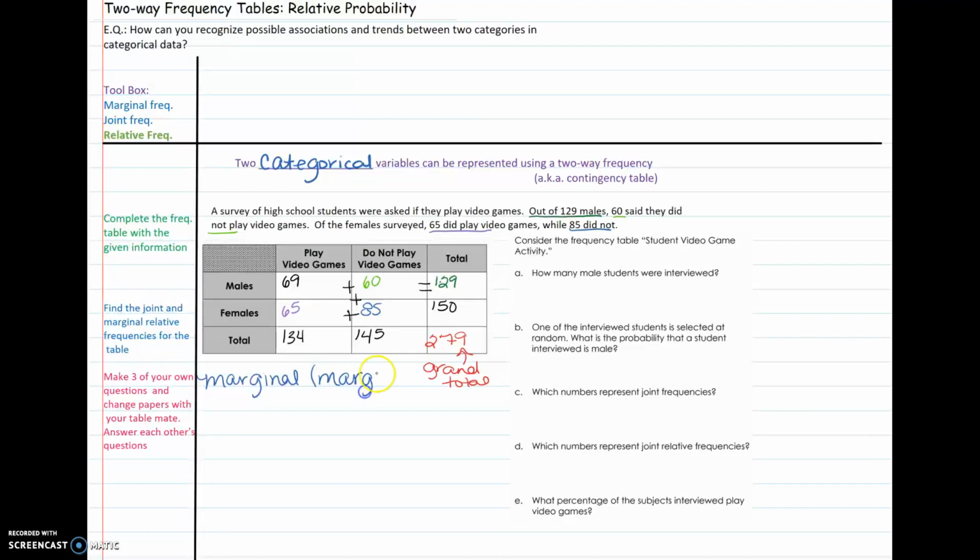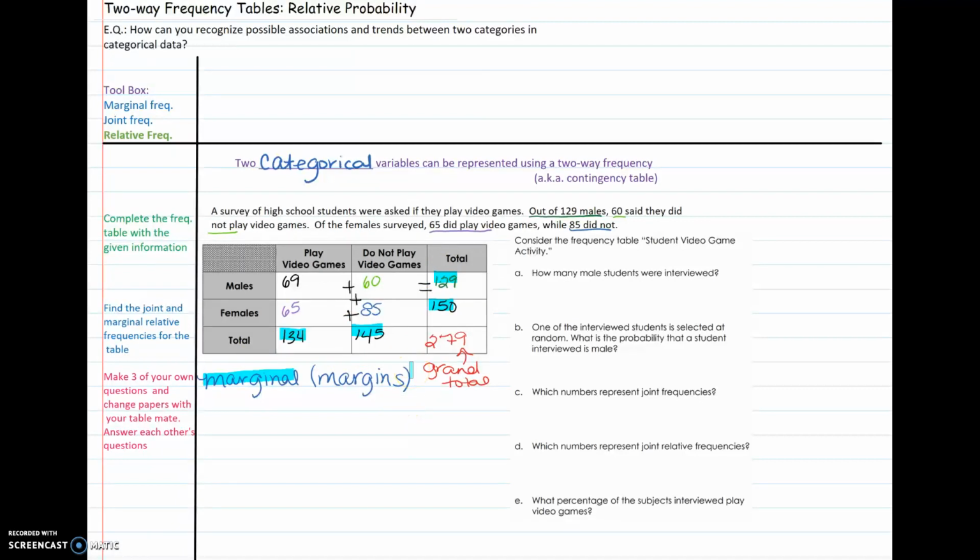The margins of our data. Okay, so these edges right here, these are marginal frequencies. So I'm going to go ahead and highlight those just to emphasize that. Marginal, those are in the margins. That 129, 150, 145, 134, those are marginal frequencies.